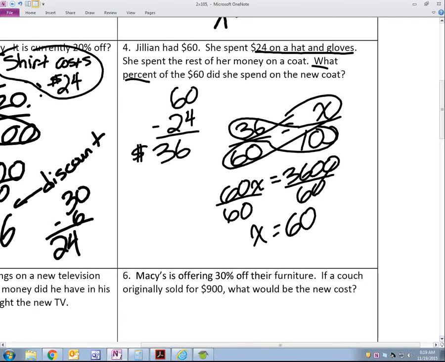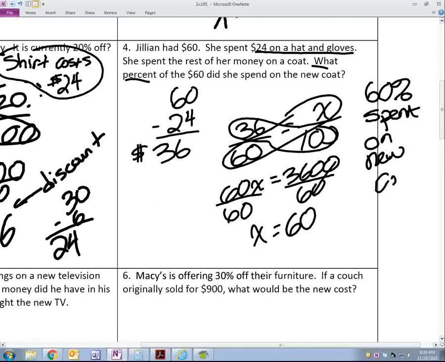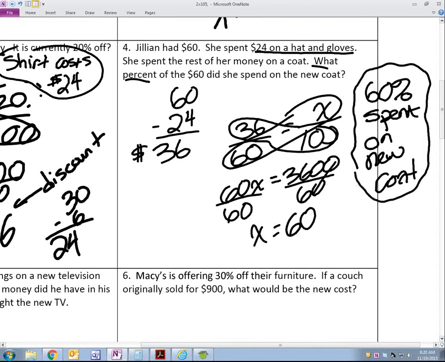I found 60. So what is 60? $60? 60%, yes. 60% spent on a new coat. So we found how to get a percent. We found how to get the part.